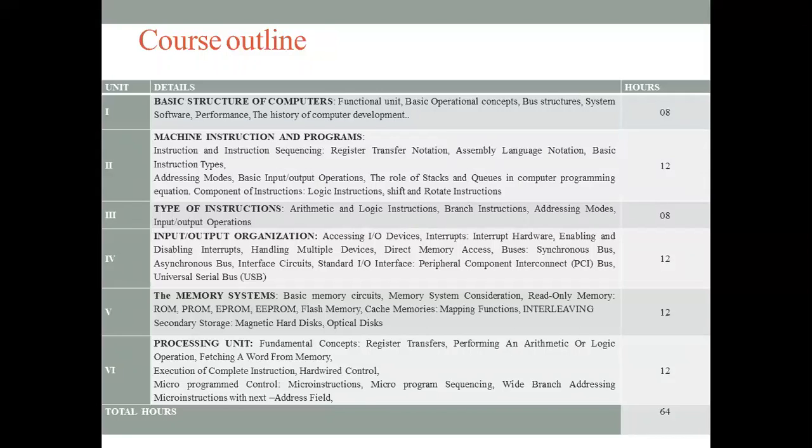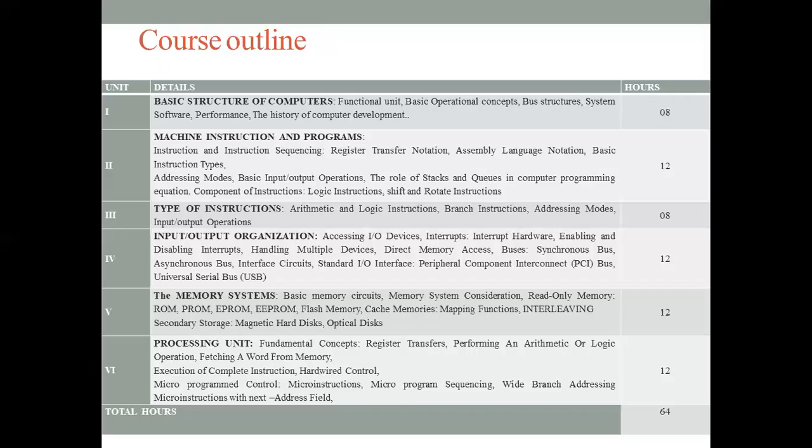And in the third unit, we'll be studying different types of instructions, like branching instructions, and we'll go deeper into the different types of arithmetic operations that you can perform, how these are performed, and what the different addressing modes are. And also we'll be dealing with the operations between the input and output devices.